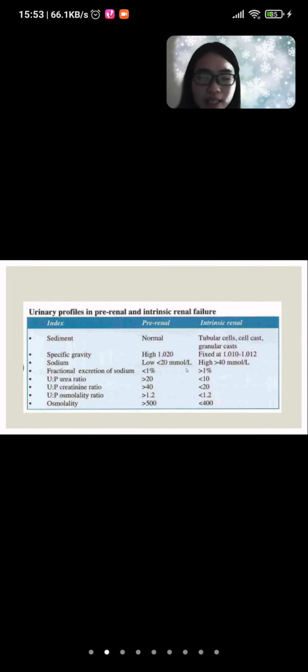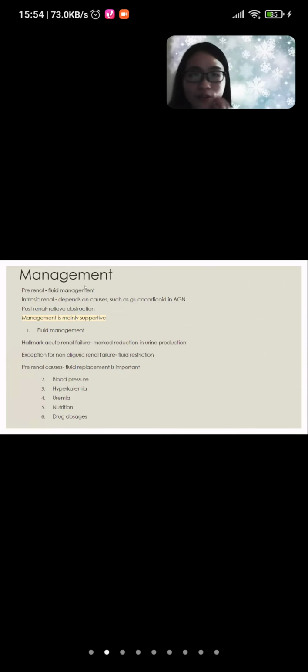And the urine to plasma urea ratio is more than 20 in pre-renal and less than 10 in intrinsic renal failure. And the urine to plasma creatinine ratio is more than 40 in pre-renal and less than 20 in intrinsic renal failure. And urine to plasma osmolarity ratio is more than 1.2 in pre-renal and less than 1.2 in intrinsic renal failure, and the osmolarity is also more than 500 in pre-renal and less than 400 in intrinsic renal. Okay, next I'll pass to Sharifah for the management.